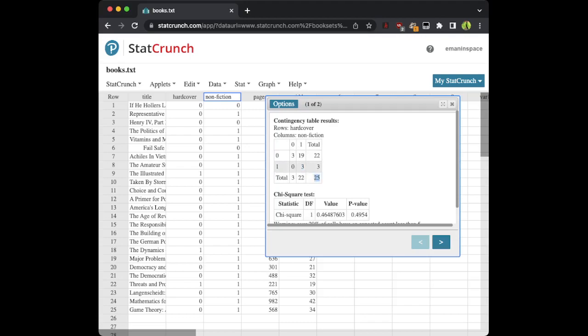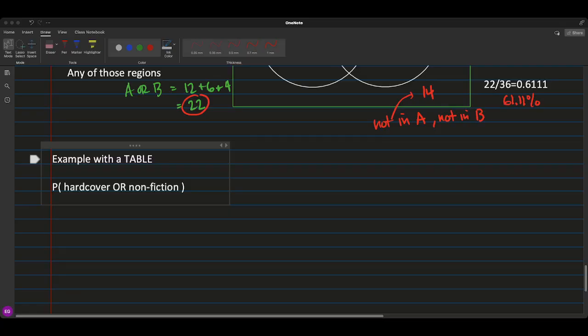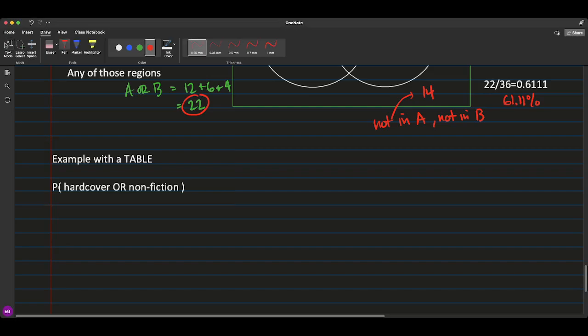Well, how many books are there that are hardcover? Yeah, hardcover. So the hardcover is the rows. So there are 3 books in total that are hardcover, the 0 and the 3. We know that total outcome is 25. There are 3 books that are hardcover.